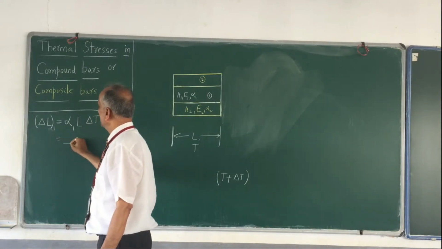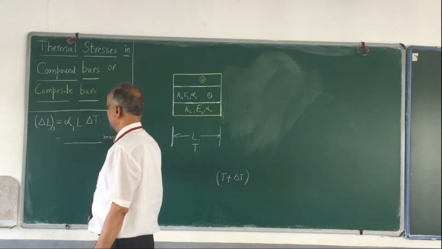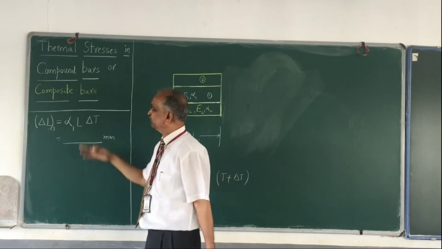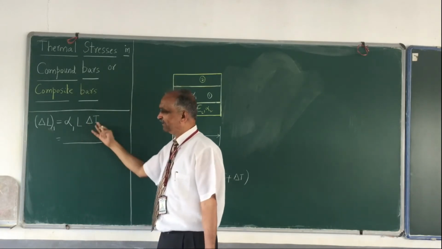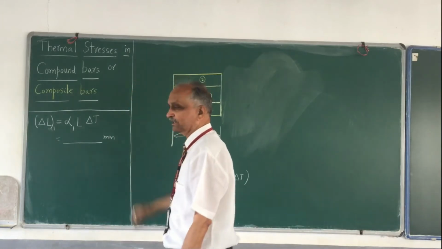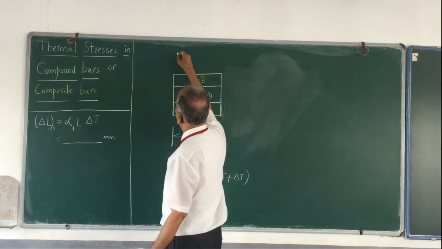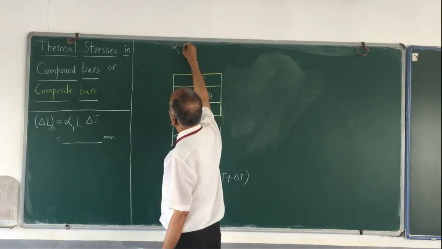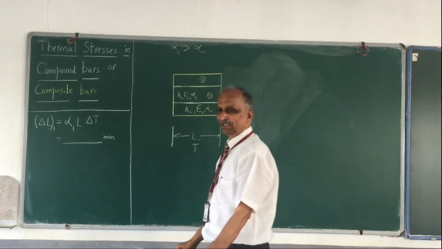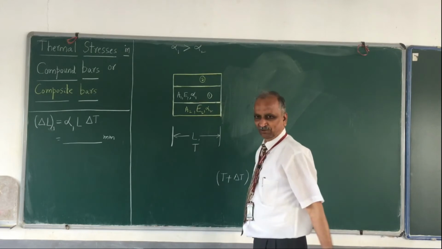So this is some value, so many millimeters. A little later, if I take a question from the examination, they will have some numerical values, nothing else. It is exactly the general procedure. Now for our own analysis, I shall assume that alpha 1 is greater than alpha 2. Just for the sake of it, you can have the other way also.